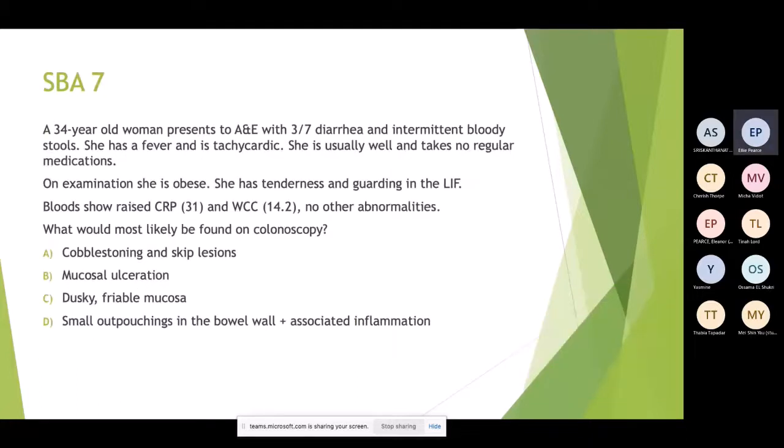Okay, so next we've got this lady who is 34. She's had 3 days of diarrhea and intermittent bloody stools. She's got a fever and a high heart rate. She's usually well. She takes no regular medication. Examining her, she's obese. She has tenderness and guarding in the left iliac fossa, and she's got mildly raised inflammatory markers with no other abnormalities on her blood tests. What would we most likely see on colonoscopy for this lady?